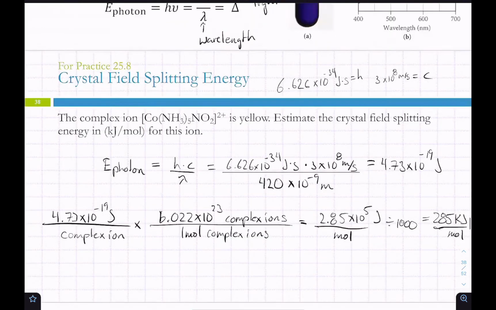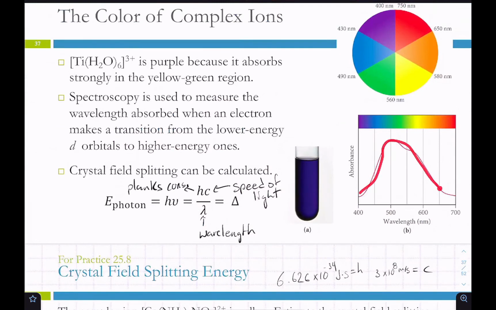So any guesses as to why this is not so sharp, why it's not just a single wavelength of light? Why is it a whole range?